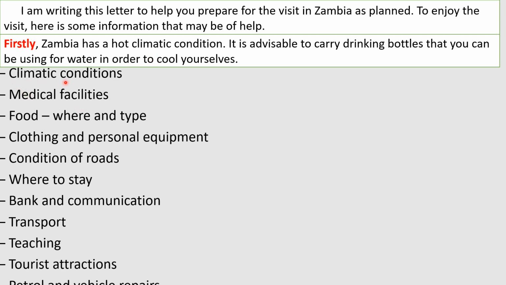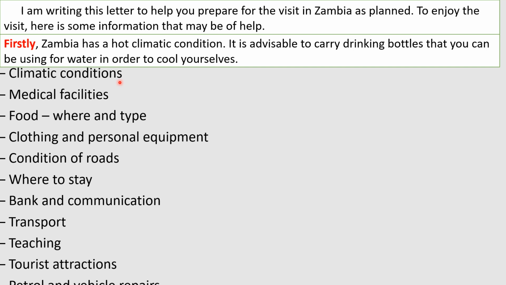I've just expanded the climatic conditions. You can write whatever you want so long as it makes sense about the climate. You can even say Zambia is a cold country, so carry something to keep you warm. No one is going to penalize you. It's not like they're testing your geography. They're just testing your ability to write English, proper English.